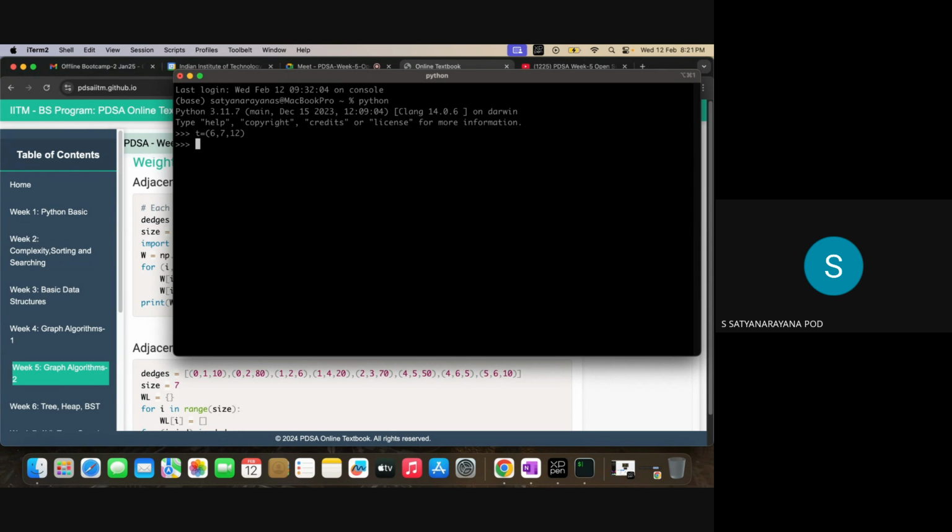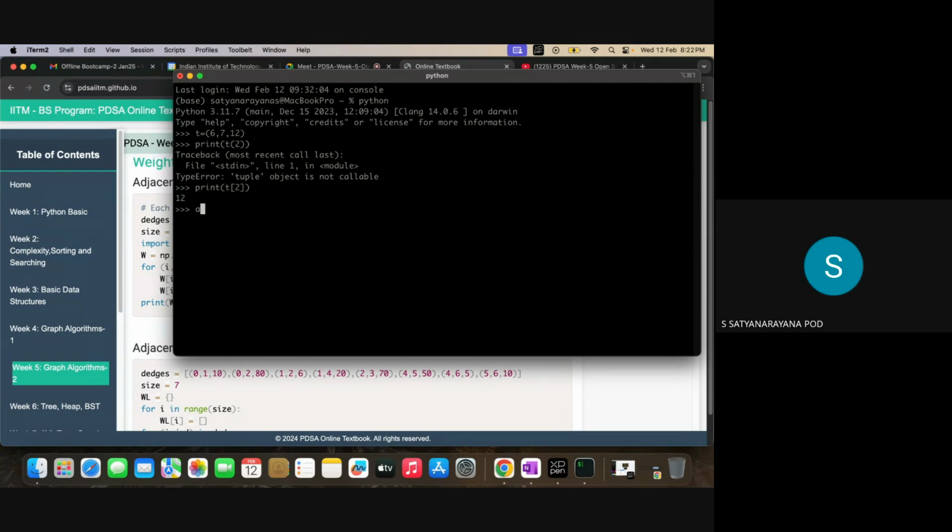Fine, very good. Now how can I access the third value? Print the third value in the tuple. T of 2. That's it. Sorry, square bracket. Yes, square bracket. Is it clear? Yes, sir.